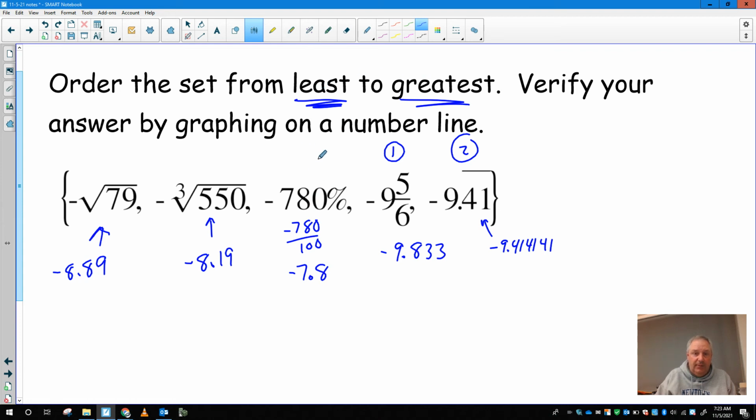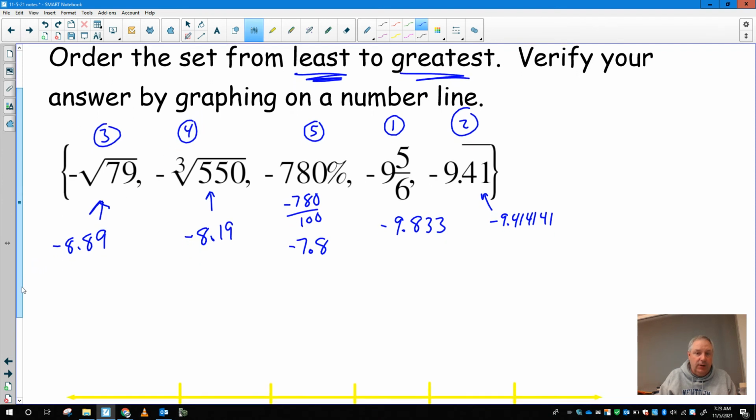If we're going from smallest to biggest, this is going to be the biggest because it's closer to 0, heading from negatives to positives. All right, negative 8.89 is further to the left than negative 8.19. So this is going to be our third, and this is going to be our fourth. So let's just write them in the original order.